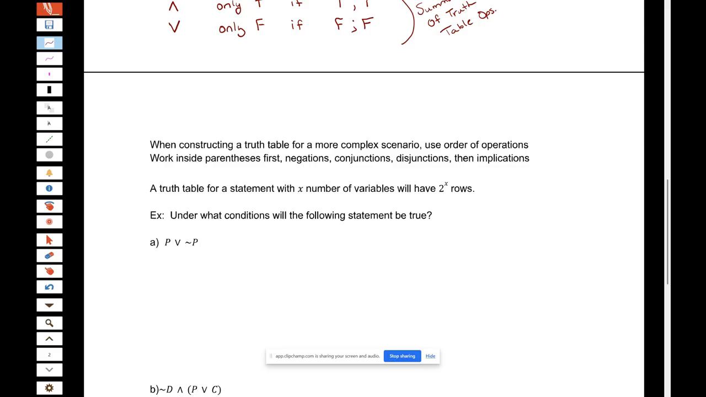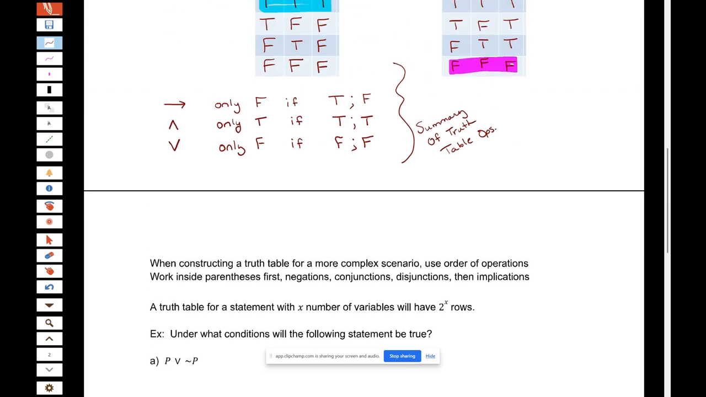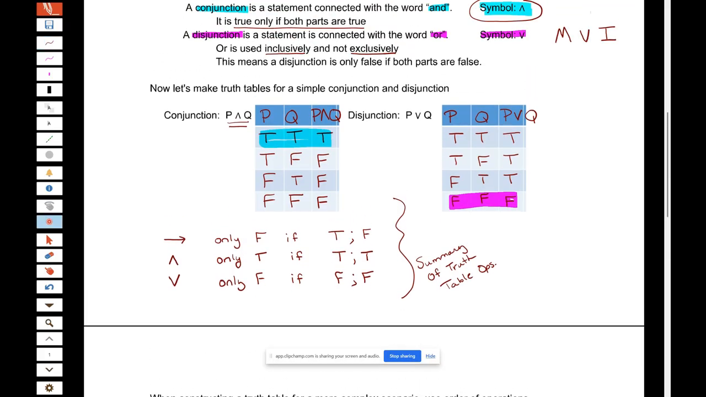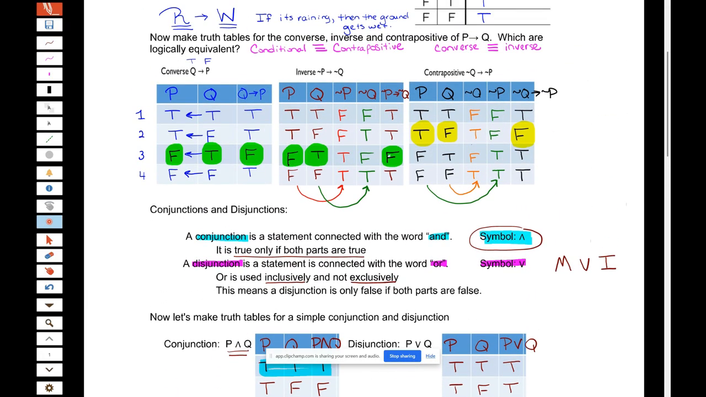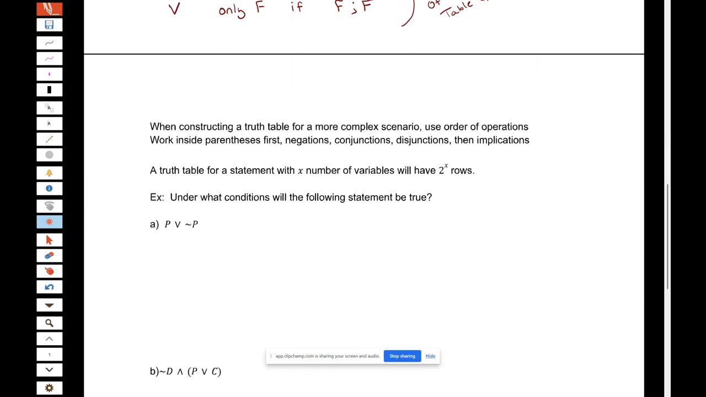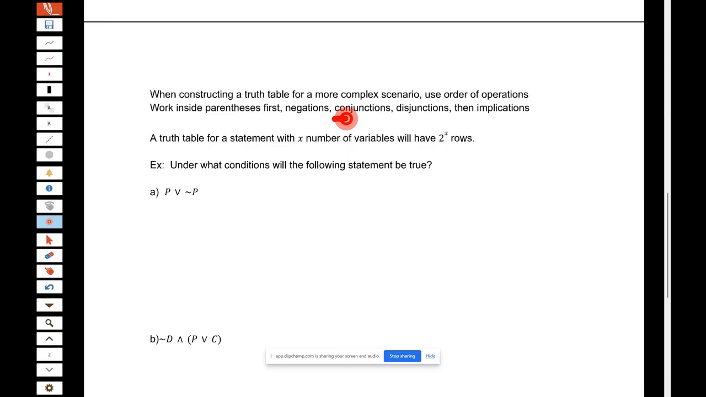Okay, when constructing a truth table for a more complex scenario, use order of operations. We work inside parentheses first, then we do negations, like we did up here. After that, we do conjunctions, disjunctions, and finally implications.